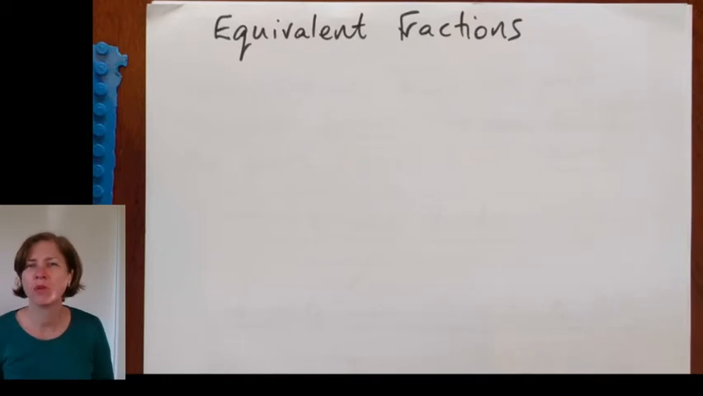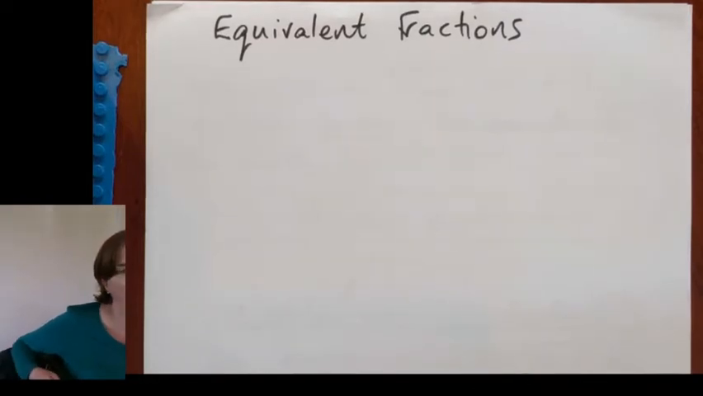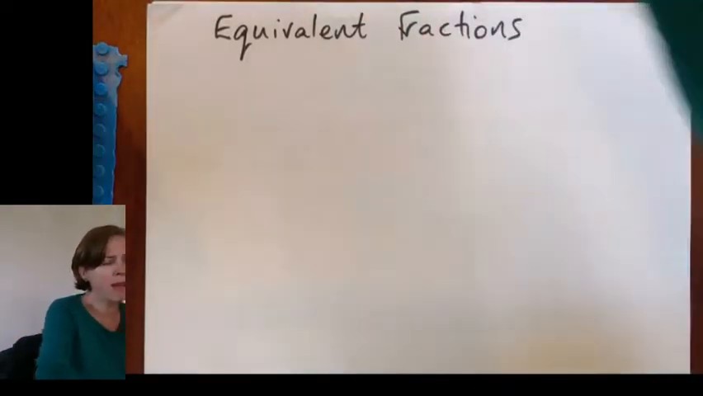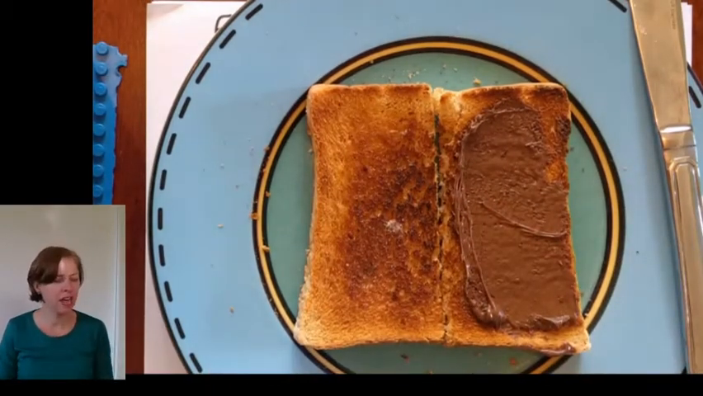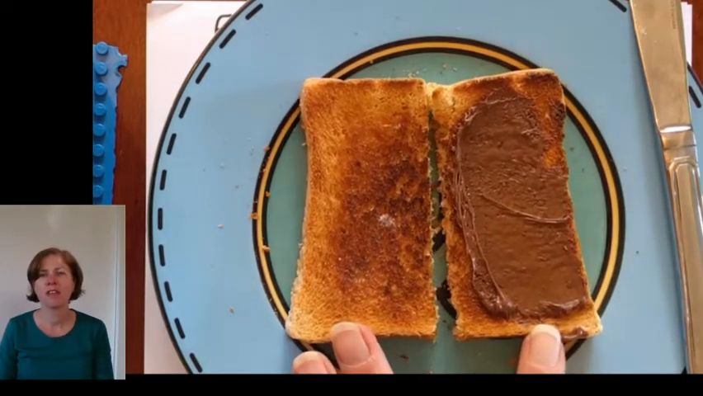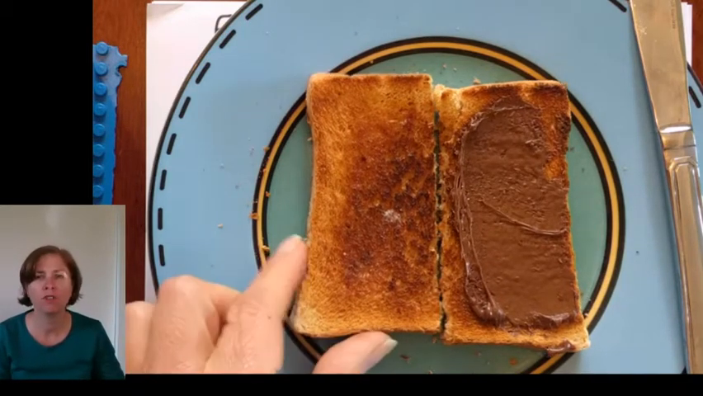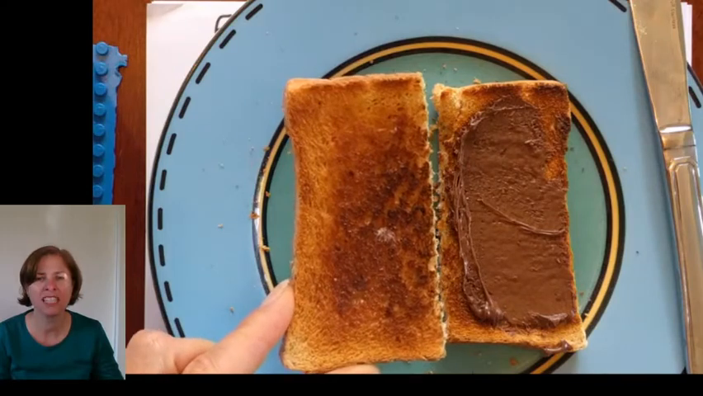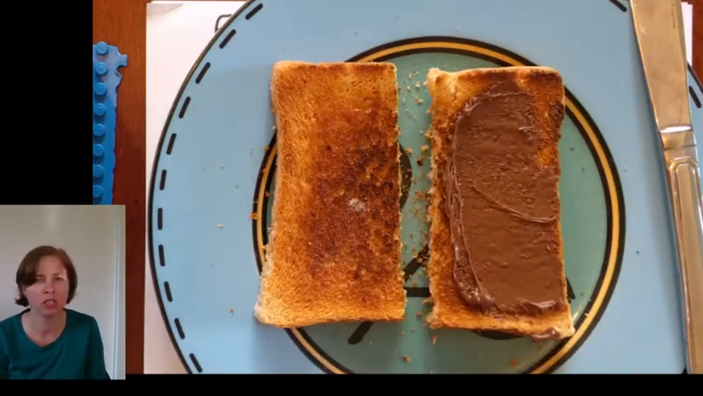Now we're going to talk about equivalent fractions, and soon we're going to start talking a little bit about simplifying and about cancelling. But before we do that, let's just look at what happens when we have equivalent fractions. To help me, I've made myself some toast. There's my toast. And what I've done is I've cut it into halves. They're more or less equal pieces, the best you can do with just a normal knife. And if you look at my halves, this half has just butter, and this half has some delicious chocolate spread.